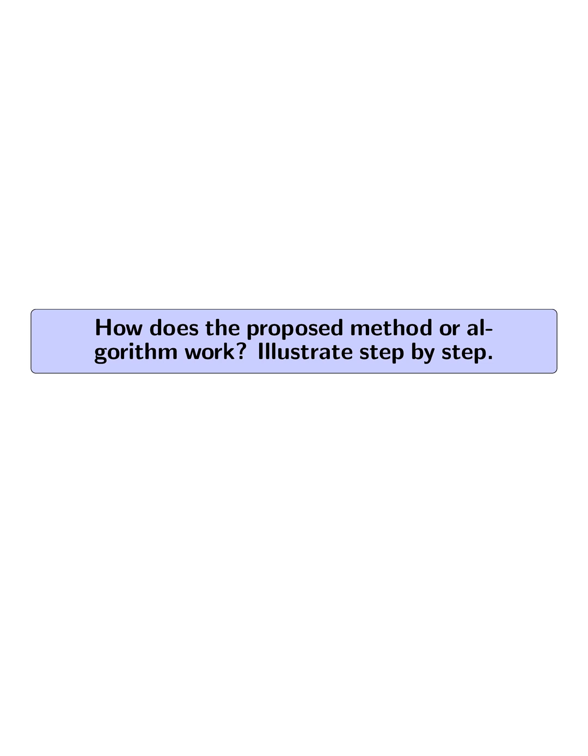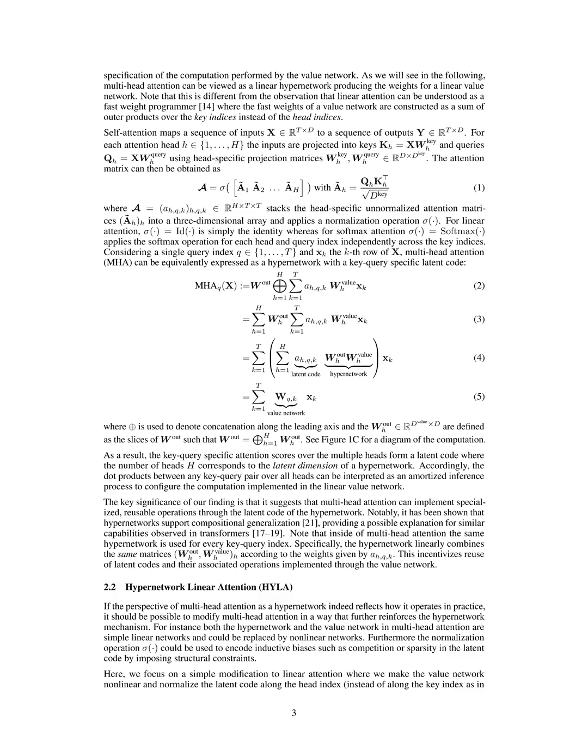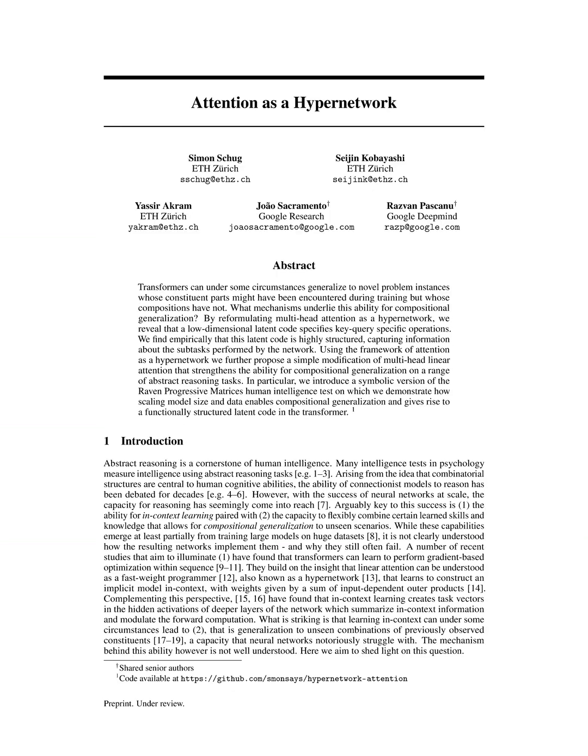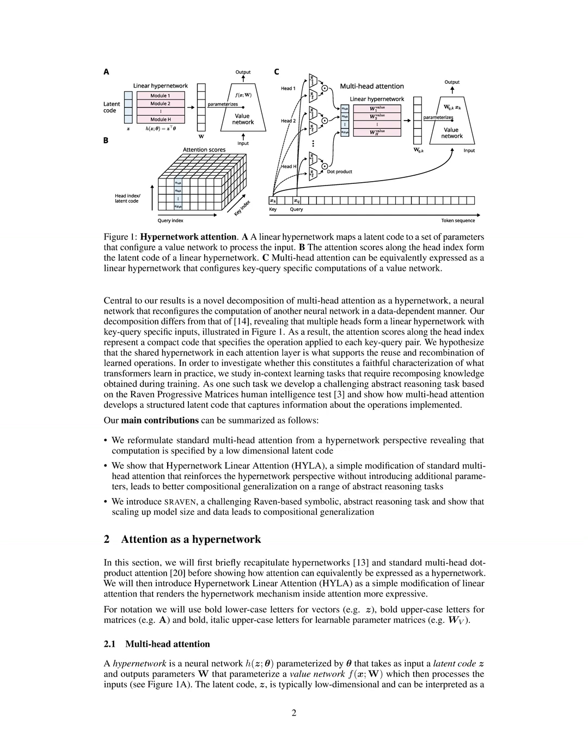How does the proposed method or algorithm work? Illustrate step by step. The proposed method works by decomposing multi-head attention into a hypernetwork perspective, where each head forms a linear hypernetwork with key-query-specific inputs. This hypernetwork configures the computation of another neural network in a data-dependent manner. The attention scores along the head index represent a compact code specifying the operation applied to each key-query pair. The shared hypernetwork in each attention layer supports the reuse and recombination of learned operations.